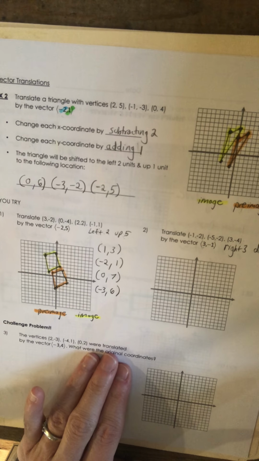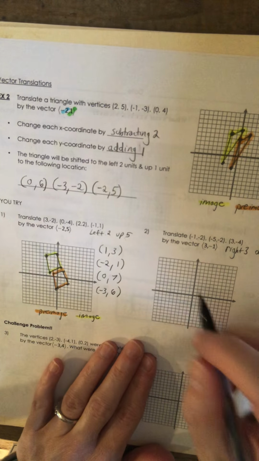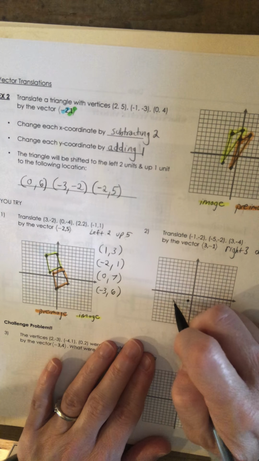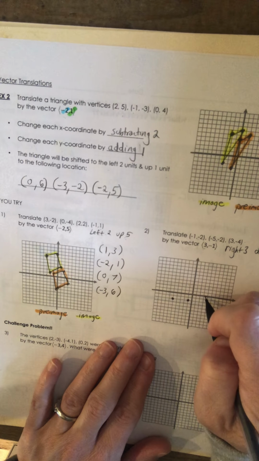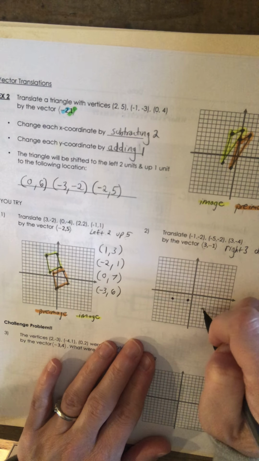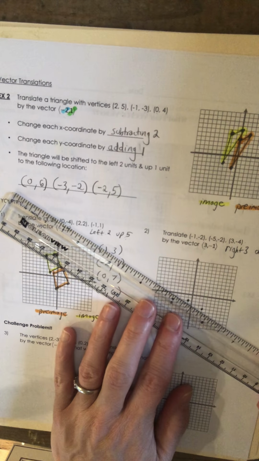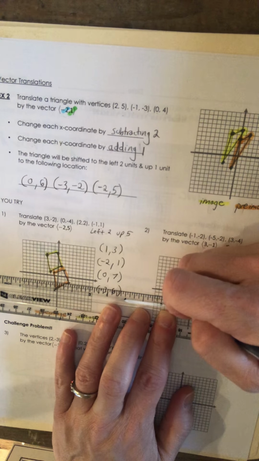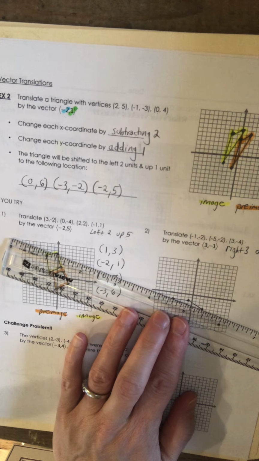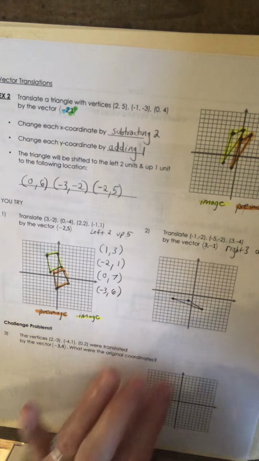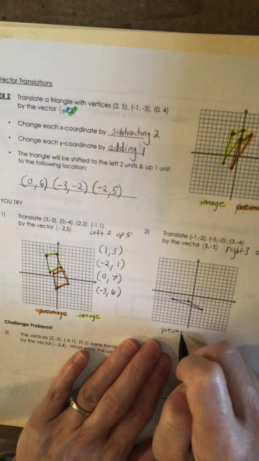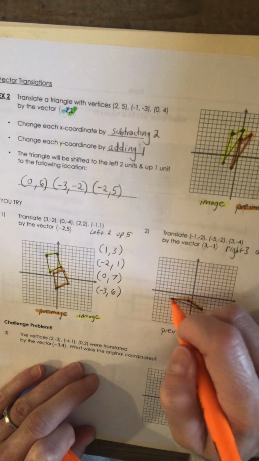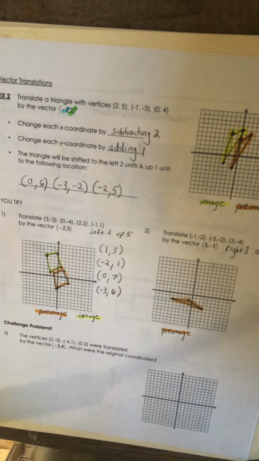If we take a look at that, I'm going to first graph my original. I got negative 1, negative 2, 1, 2, 3, 4, 5, negative 2, and then 3, 1, 2, 3, 1, 2, 3, 4. So we have this triangle down here. And we're moving everything right 3 and down 1. So now if this is my original, that will be my pre-image. So I'm going to do it in orange so we can identify the two. That is my pre-image.